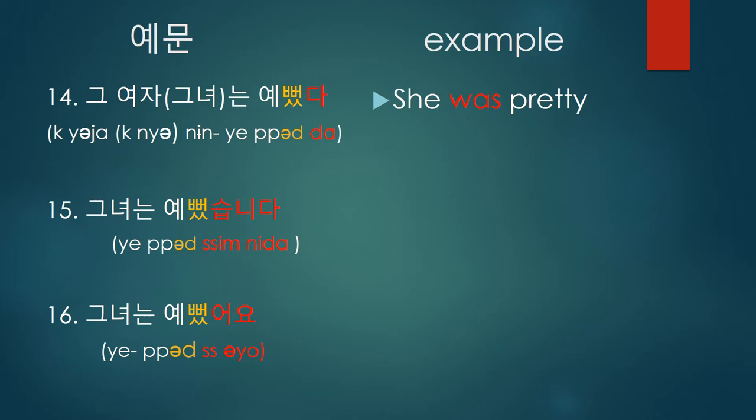Okay. Now along the other page. This is about the past sentence, past tense of a verb. Number 14. 그 여자는 예뻤다. 그녀는 예뻤다. She was pretty. Number 14 is the formal written and casual form of past tense.